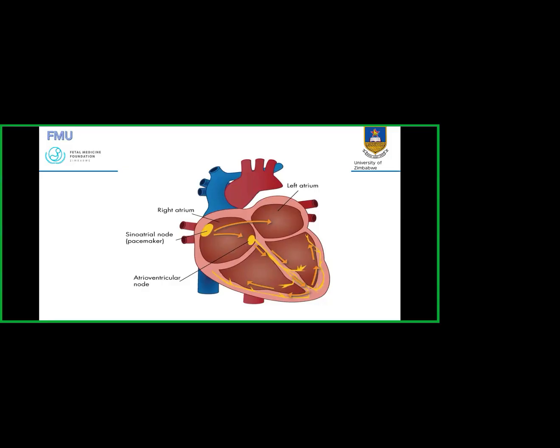This allows for the atria to contract first, so that the ventricles get filled before they contract. Then the conduction goes via the bundle of His, then the Purkinje fibers to the rest of the heart. Of note, the fibrous skeleton of the heart prevents re-entry of the impulse from the ventricles back to the atria. So this anatomy is important for us to understand fetal arrhythmias.